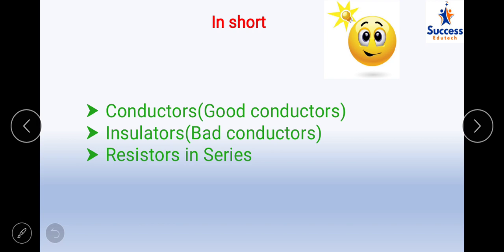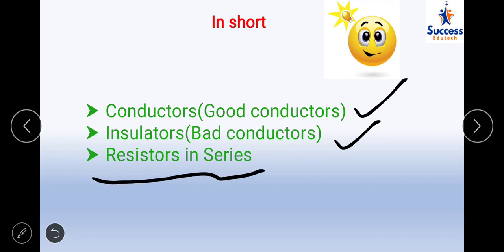So in short, what we studied today is the conductors. Conductors are also called good conductors. Insulators are also called bad conductors. And the resistance in series. Tell me a few examples of conductors which are the good conductors. All metals are good conductors. Examples are gold, silver, copper, aluminium. Okay, these are all the good conductors. Examples of insulators are wood, rubber, plastic. They do not allow the current to flow through them.